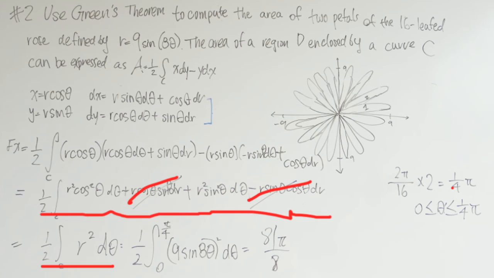And now if you put the limit into the integral, then it becomes 1/2 times integral from 0 to pi over 4, (9 sine 8 theta) to the power of 2 d theta. And if you plug it into the calculator, or if you carry out the integral, then you will get 81 pi over 8.